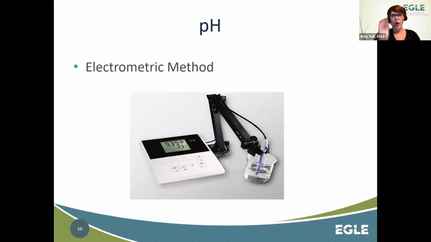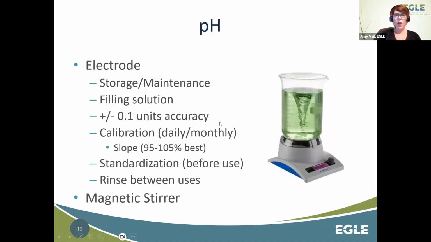All right. For pH, there is only one approved method, which is the electrode method, which is pretty much a probe connected to some type of meter, and you get a reading. So it's a pretty easy method, not a lot to it. Some of the things that you should think about though: the electrode is your main thing that you're using, so you want to make sure that everything is working with that.